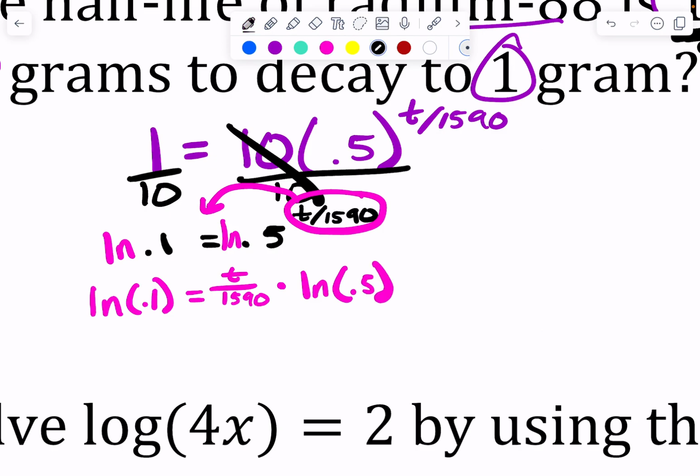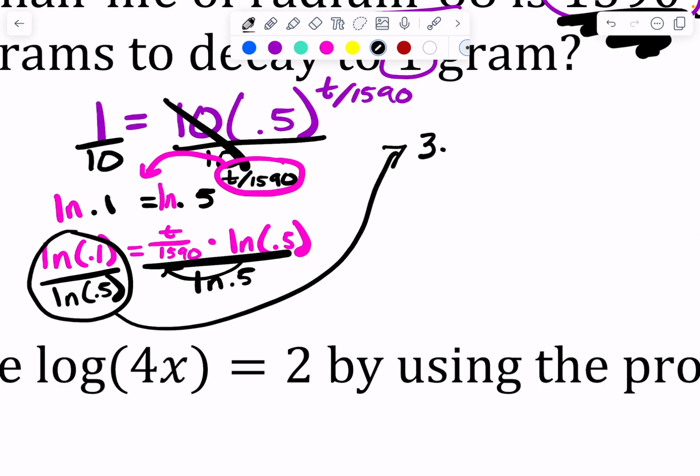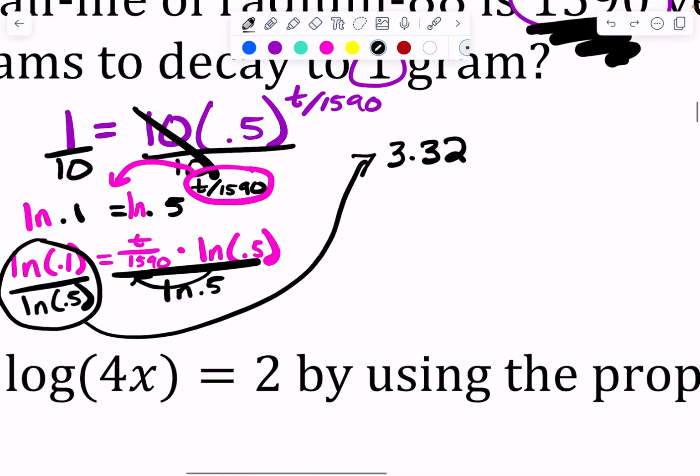Now I'm going to take this and divide him over. So I'm going to divide by ln of 0.5, divide by ln of 0.5. I'm not sure if my calculator will do this. ln of 0.1 divided by ln of 0.5 is, I have my dumb phone calculator, so let's see, 0.1 ln divided by 0.5 ln equals, that should be right, 3.32. That's how many times it has split in half, right? It's 3 and some change, right?